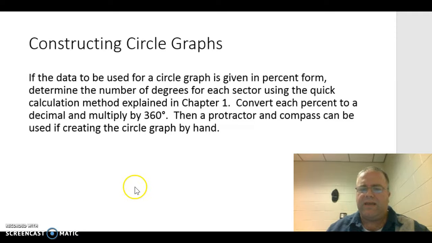If you're going to do this by hand, you would need a protractor and a compass to create your circle, and a protractor to get your degrees. Each percent you would convert to a decimal and then multiply that by your degrees to get the approximate number of degrees to use to create the sectors of your pie chart.